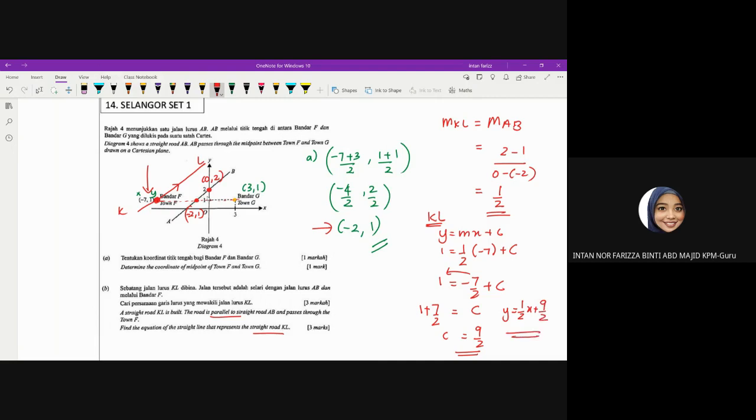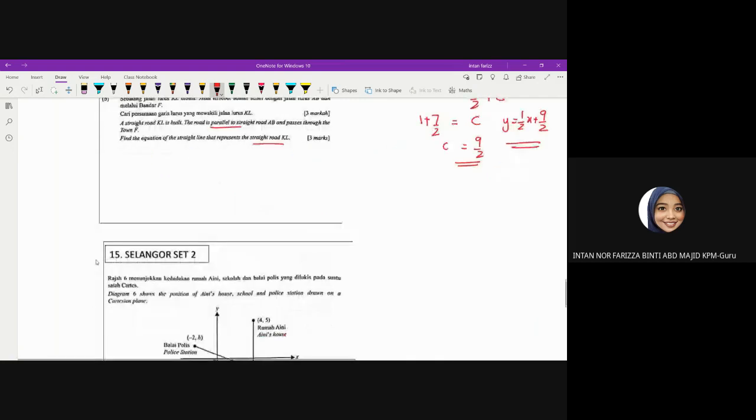I know this is a bit tough. You have to imagine something, and actually the worst part, the part that looks difficult, is this one: how to find the gradient. That's where you are stuck. But actually you can get 1 mark, and that is from part A. At the very least, you surely know how to do A, right? So that's Selangor set 1.